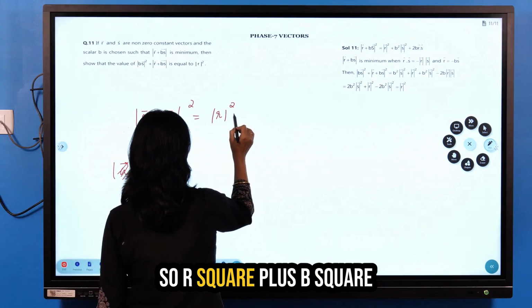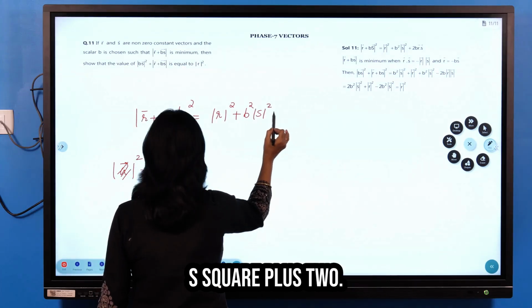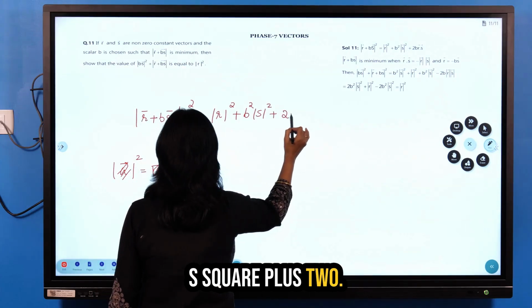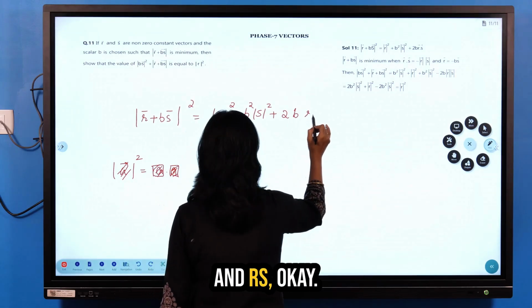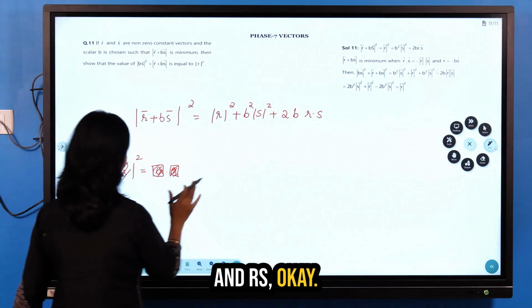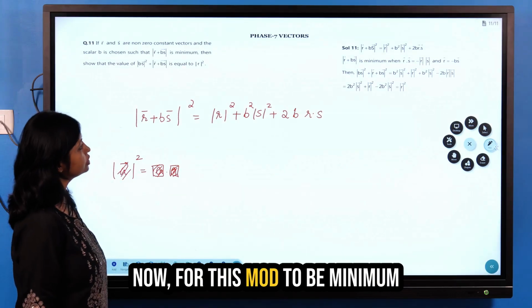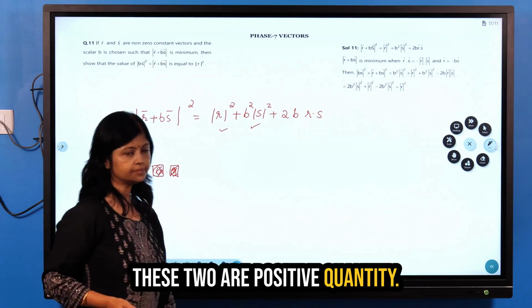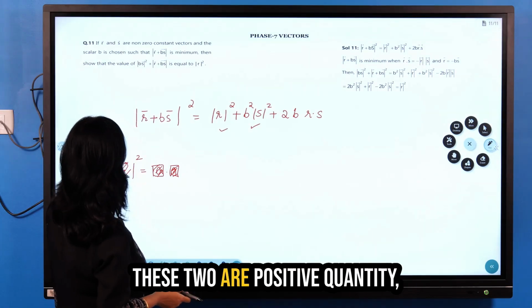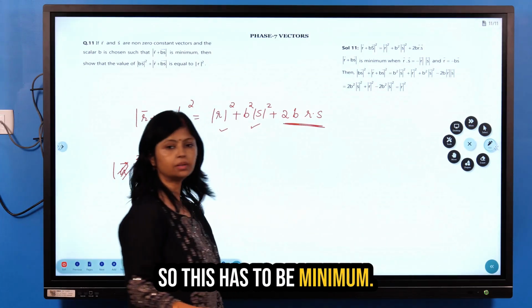So R square plus B square S square plus 2B, where B is the scalar quantity, R dot S. Okay, this is going to be the value of the mod. Now for this mod to be minimum, these two are positive quantities, so this has to be minimum.